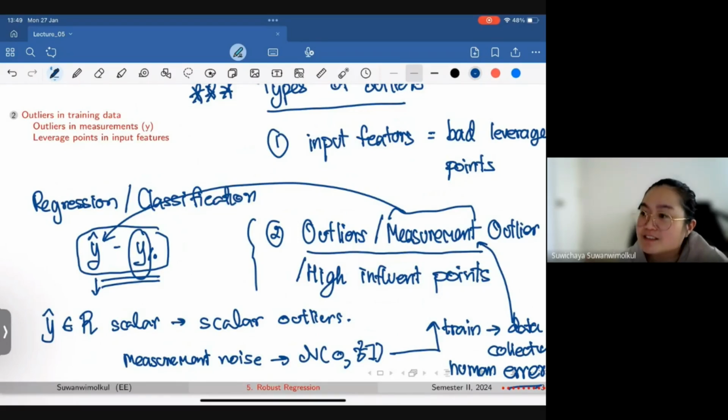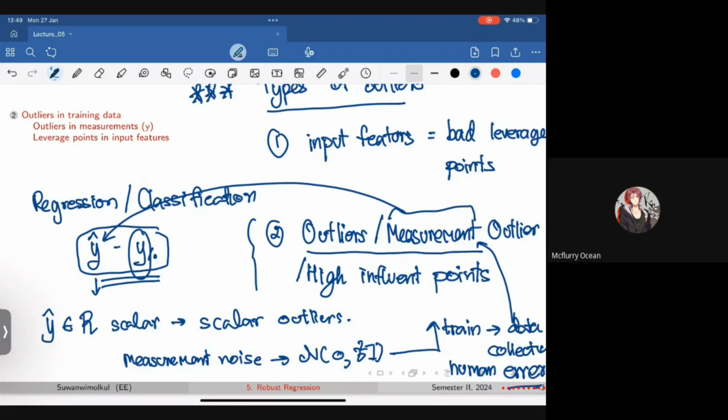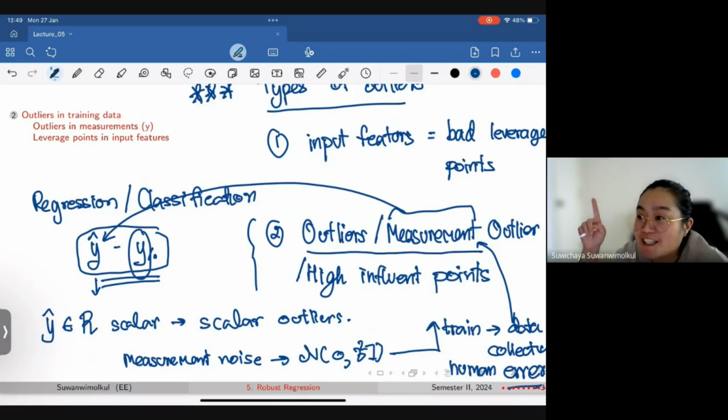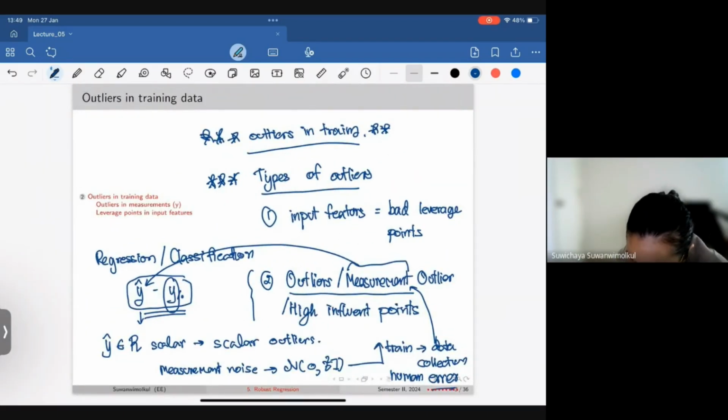Okay, any question? So far, no? Okay. Then, yes, that's the meaning of the outliers in measurement.